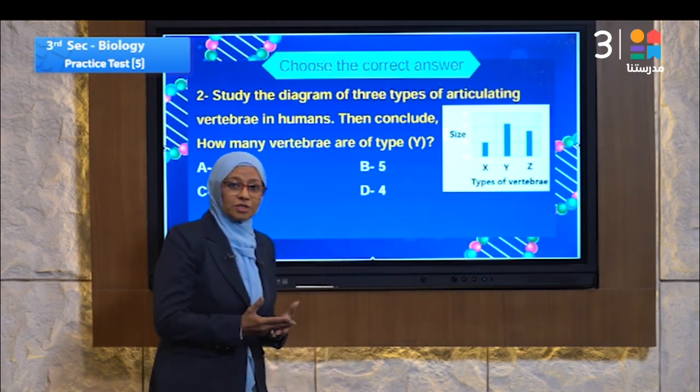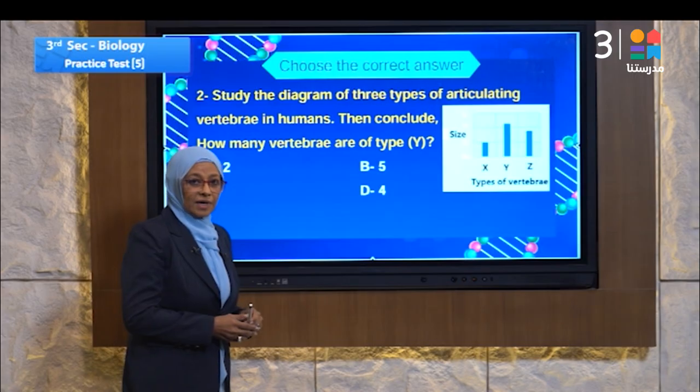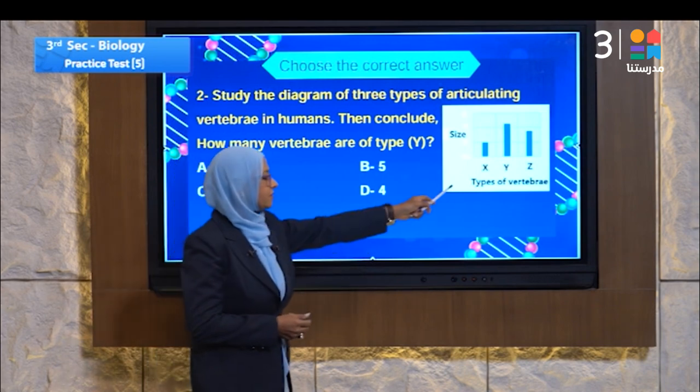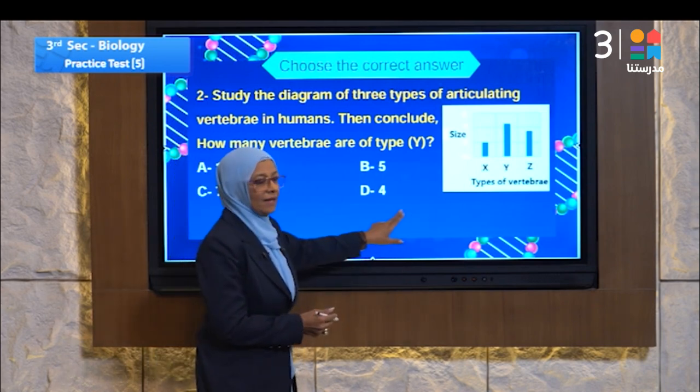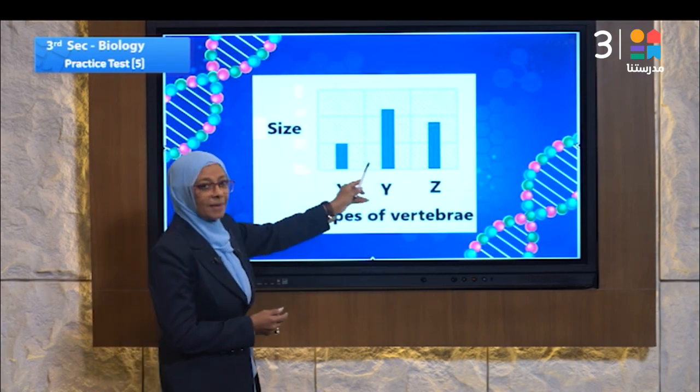Let's read our question. Study the diagram of 3 types of articulating vertebra in human. Then conclude how many vertebrae are type Y. Y here is the biggest vertebra. Let's see the diagram and choose. Y is the biggest one.